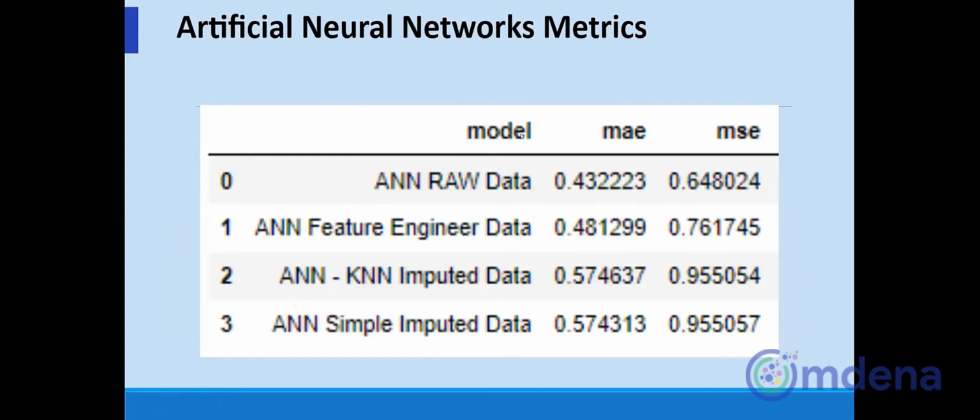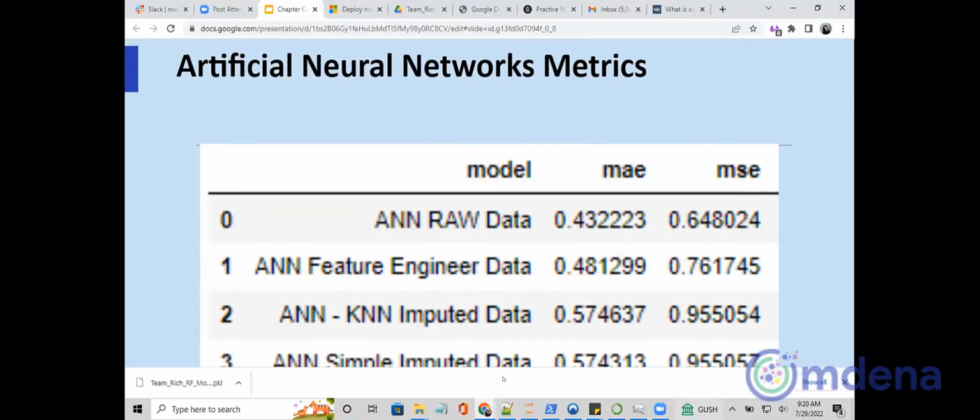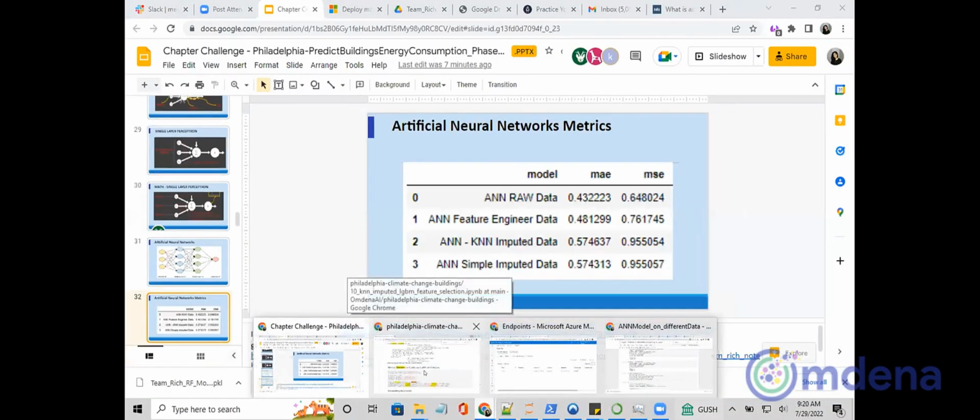The ANN model didn't work well with our data. These are the metrics we found. I took raw data initially, did some basic pre-processing of the data, and directly passed that data into our artificial neural network model. This is the metrics that was obtained. Similarly, I took whatever feature engineered data Rich or Salman had done and directly passed those, and it is similar for the KNN imputed and simple imputed data as well. So let me open up the code itself.